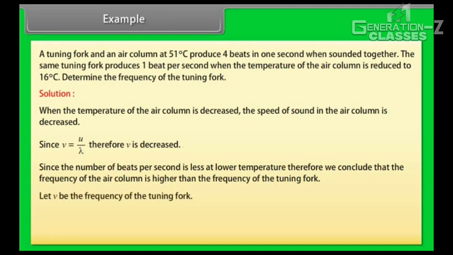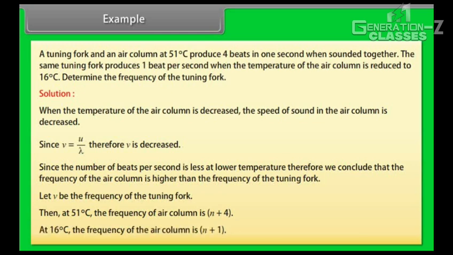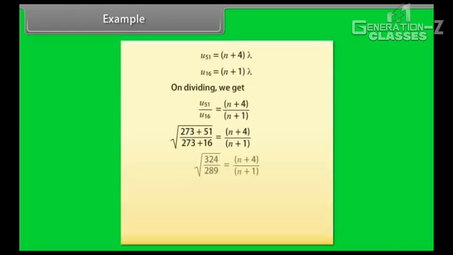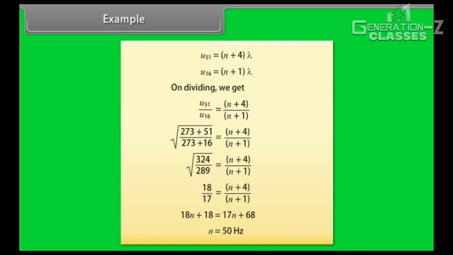Let N be the frequency of the tuning fork. Then at 51 degrees Celsius, the frequency of the air column is N plus 4. At 16 degrees Celsius, the frequency of the air column is N plus 1. On calculating with the given values, we get the frequency of the tuning fork is equal to 50 Hz.